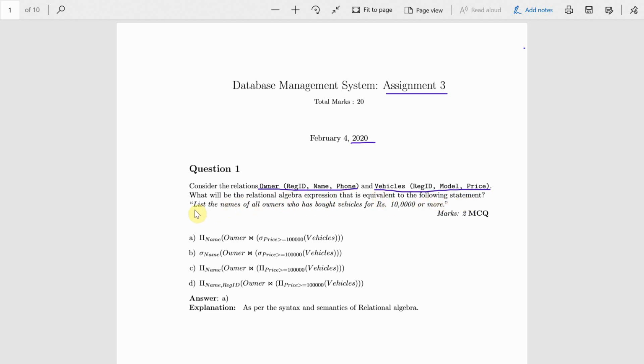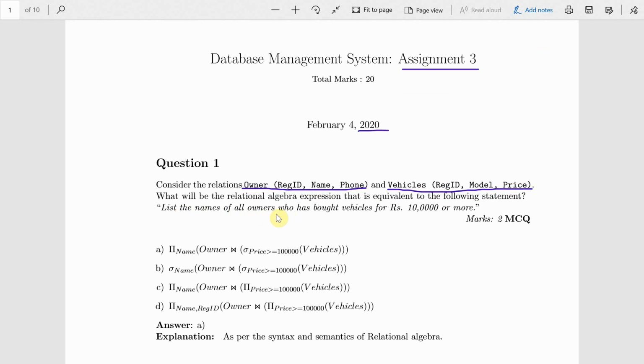Now understand the statement. List the names of all owners. We wanted only the name of all owners. Name is there in the owner table. Who has bought vehicles for rupees 10,000 or more. So the price of a vehicle is in this table. Means this query is to be solved based on two tables, so we have to perform a join between these two. And here price is 10,000 or more. This is a condition, means we require to have a condition on this.